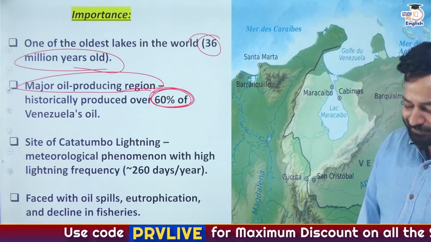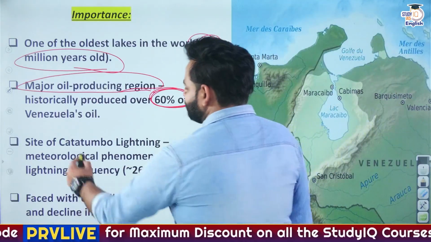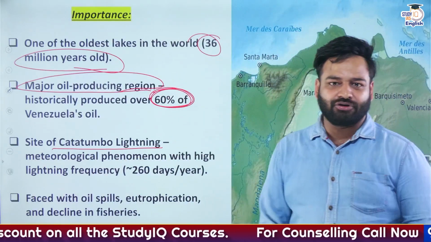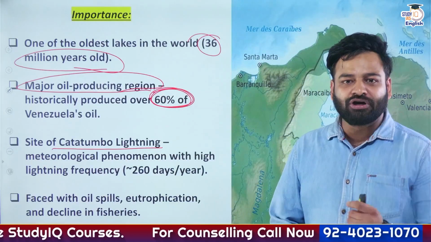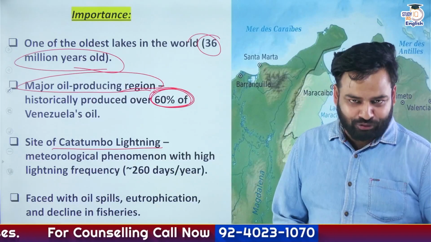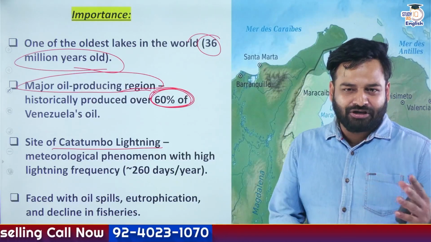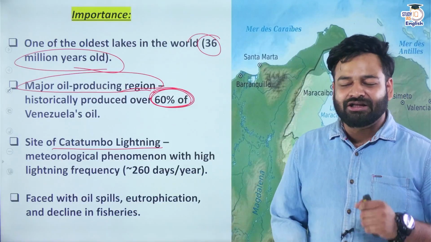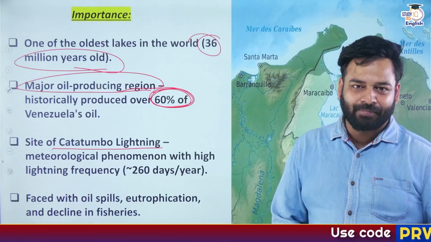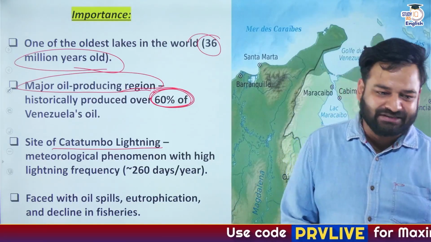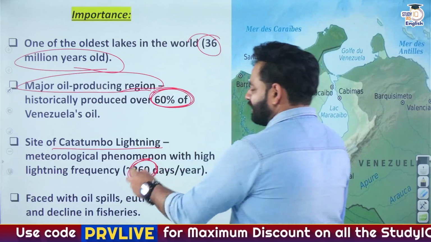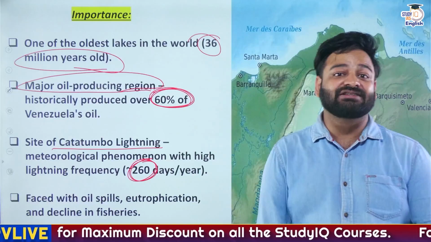And it is also site to Catatumbo lightning. If you go through Google and search for this Catatumbo lightning, you will find some breathtaking scenarios. And this is the most important feature here: out of 365 days a year, roughly 260 days, this particular location faces lightning.